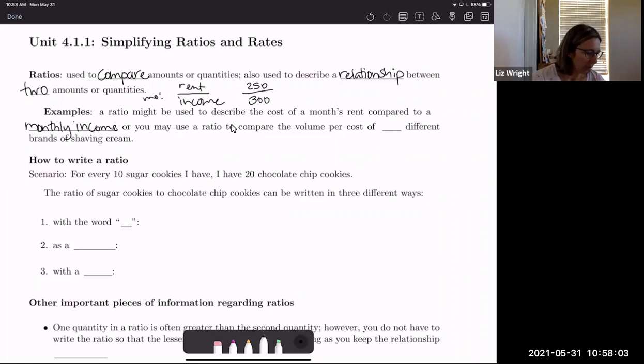Or you may use a ratio to compare the volume per cost of two different brands of shaving cream. I actually do this quite a lot at the grocery store. I will look at different types of noodles or different types of milk or yogurt. And I might say, okay, I'm fine with both of these brands. I'm fine with the 2% milk, but which one is cheaper per cost? And so I might look at that as well.